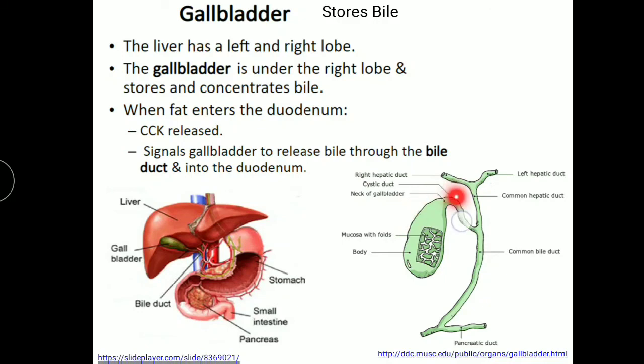Bile is released from the gallbladder by the contraction of the muscles in response to the hormone signals from the duodenum, which is present in the food.